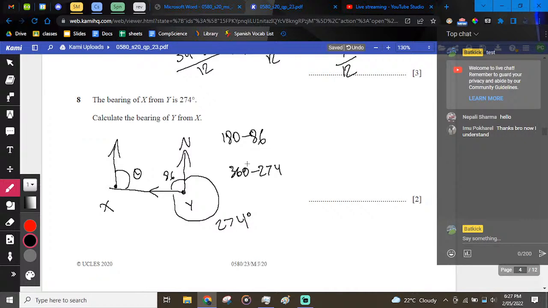Bearings can get a little confusing. Best to draw them out. So this is 94. 94, 86, that adds up. Remember, it's clockwise from north to y, 94 degrees.